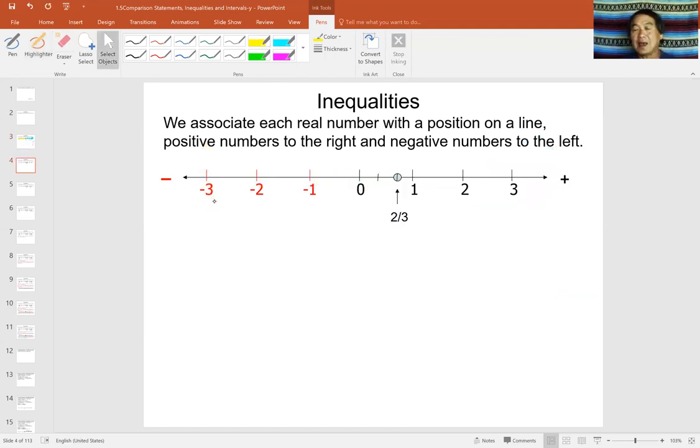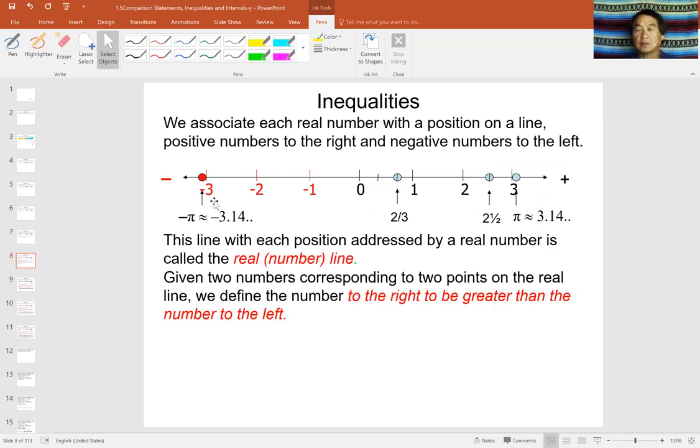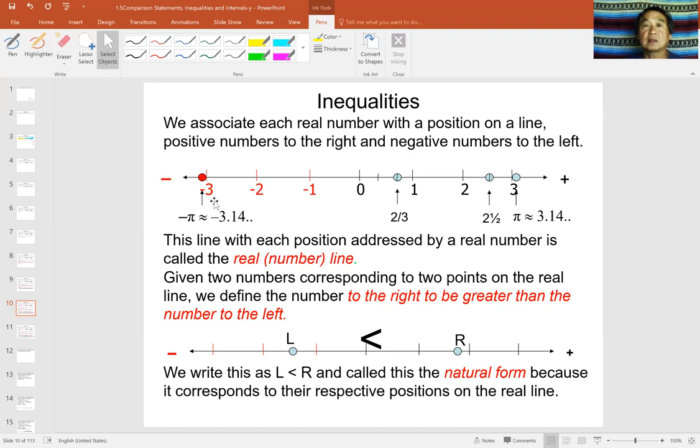Every point has its position: 2/3, 2.5, pi, minus pi, etc. This setup we call the real line. On this real line, we define who's bigger and who's smaller by position, which corresponds to our intuition that 2 is bigger than 1. We say everything on the right is bigger than anything on the left.